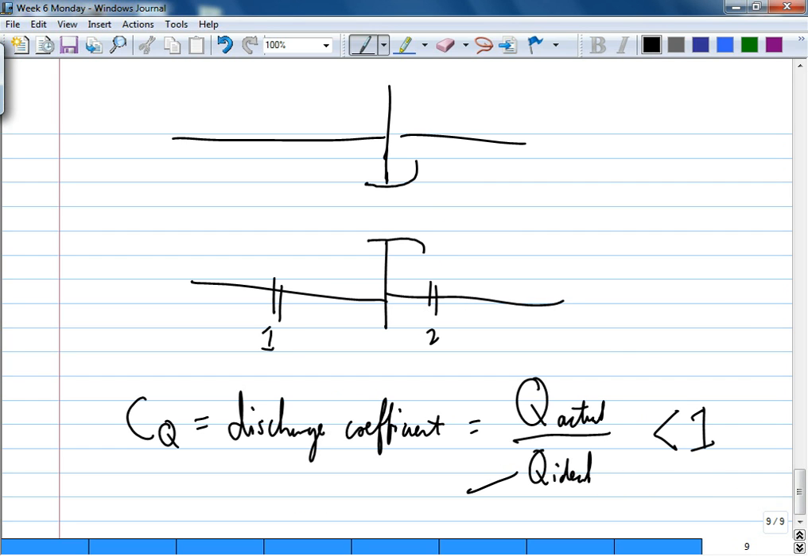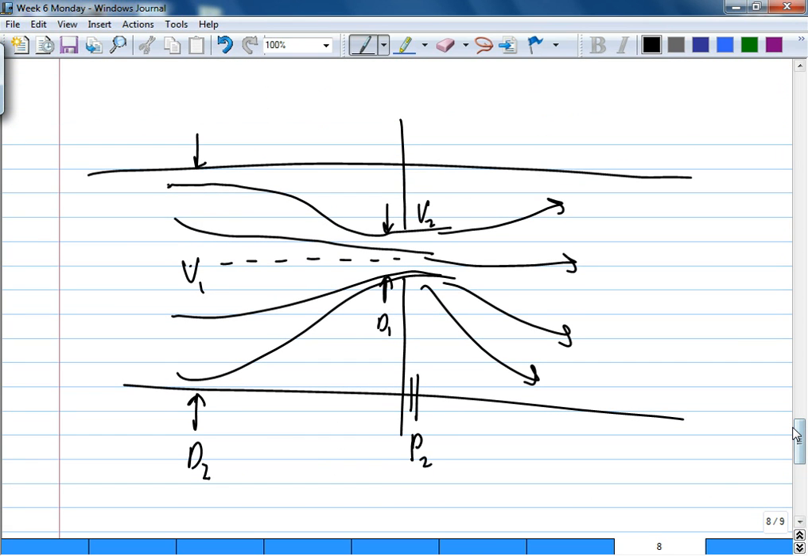This one is calculated using Bernoulli and pressure measurements. So you take the pressure measurements and then you calculate what it is. That is the ideal flow rate. But the actual is less than that. Why? Why is the actual less than that?